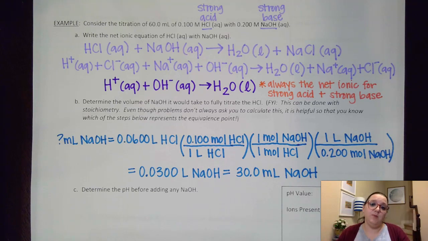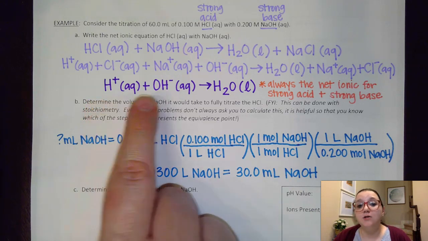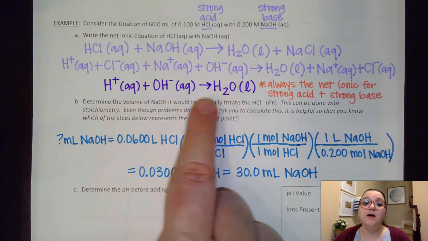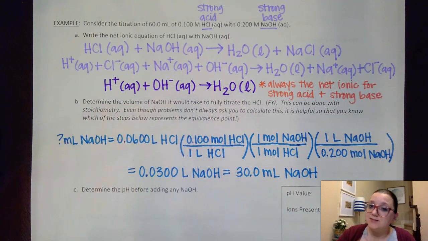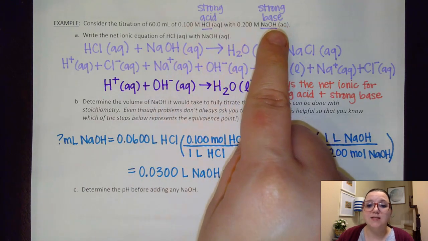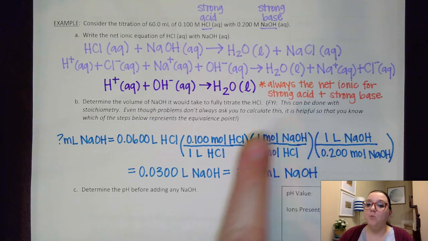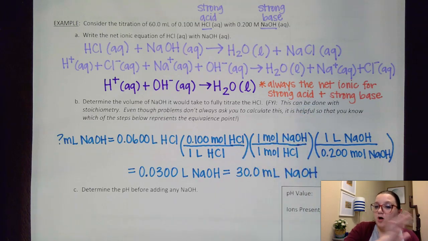What is going to be participating in the titration is the hydrogen ion and the hydroxide ion coming together to make water. So this is our net ionic equation. And I've got a secret for y'all. Anytime you have a strong acid with a strong base, this is always going to be your net ionic of that particular type of combination. Now, when we do our weak with strong on another day, those net ionics get a little more complicated. And so we'll talk about those in a later video.